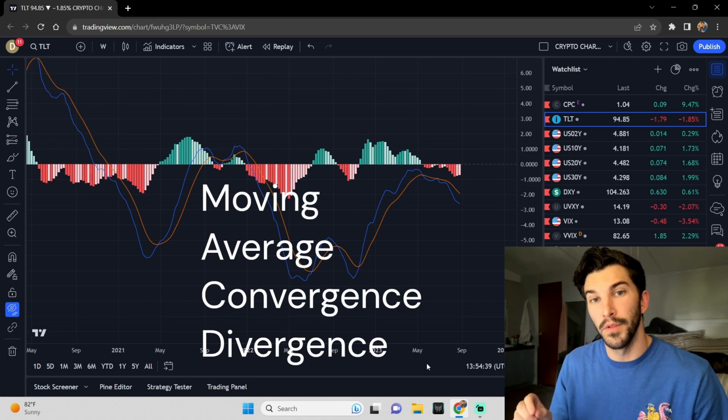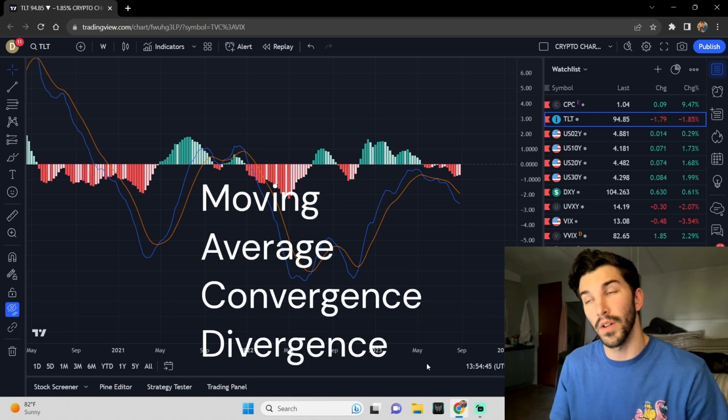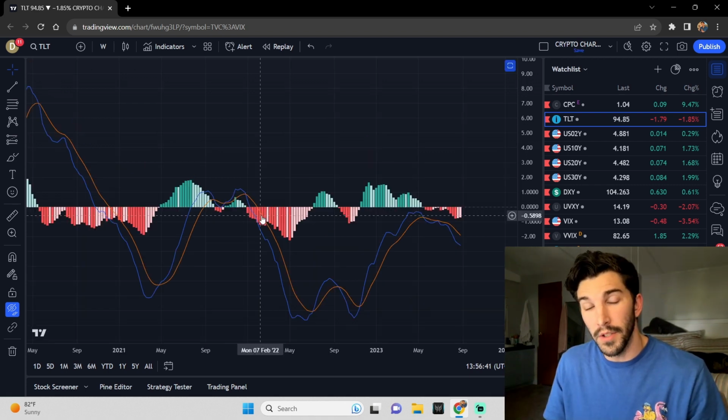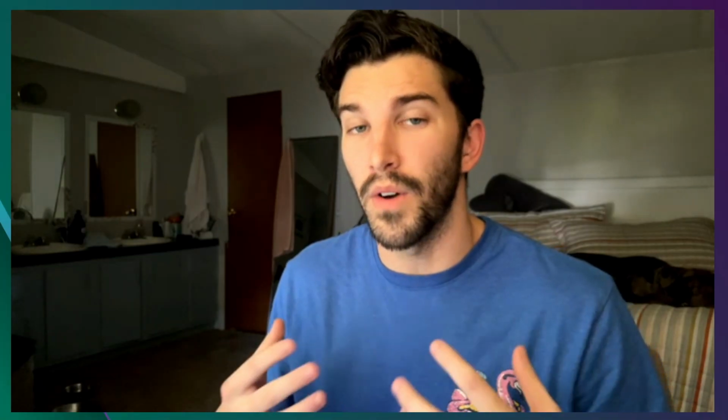MACD stands for Moving Average Convergence Divergence. It is a momentum indicator that shows the relationship between two moving averages, one of those being lower and one of those being higher. You can change the value of the moving averages being compared by just double-clicking on the indicator and then changing these numbers right here. I'm teaching you about this indicator based on how I use it, and I keep those numbers right at 12, 26, and 9. So if you'd like to use those numbers, please double click on it and make sure those are the numbers that you are using.